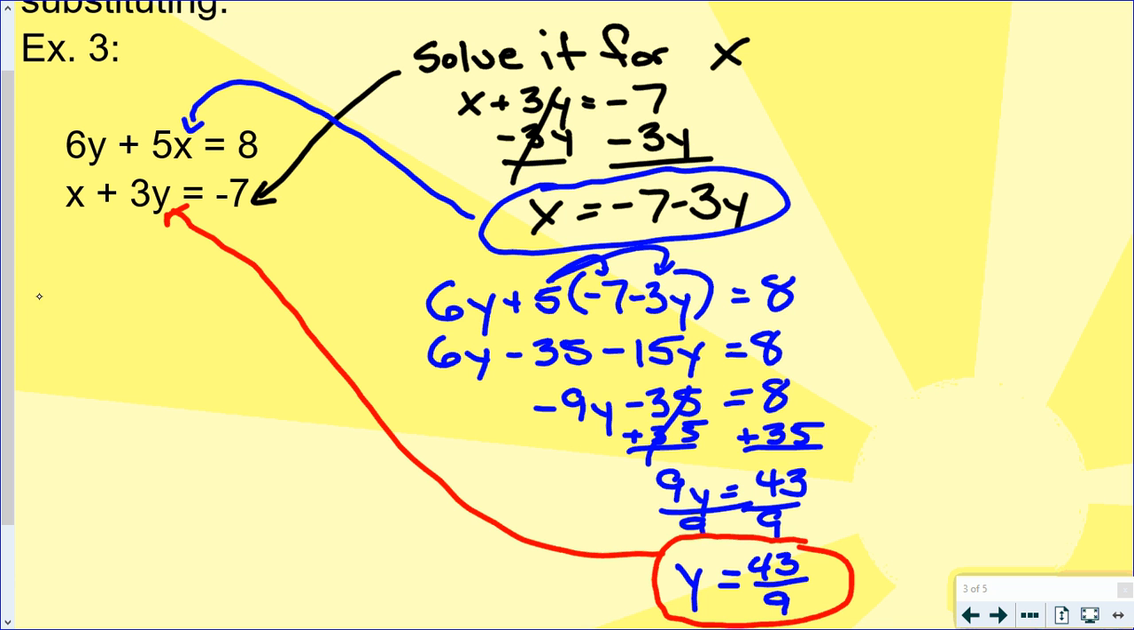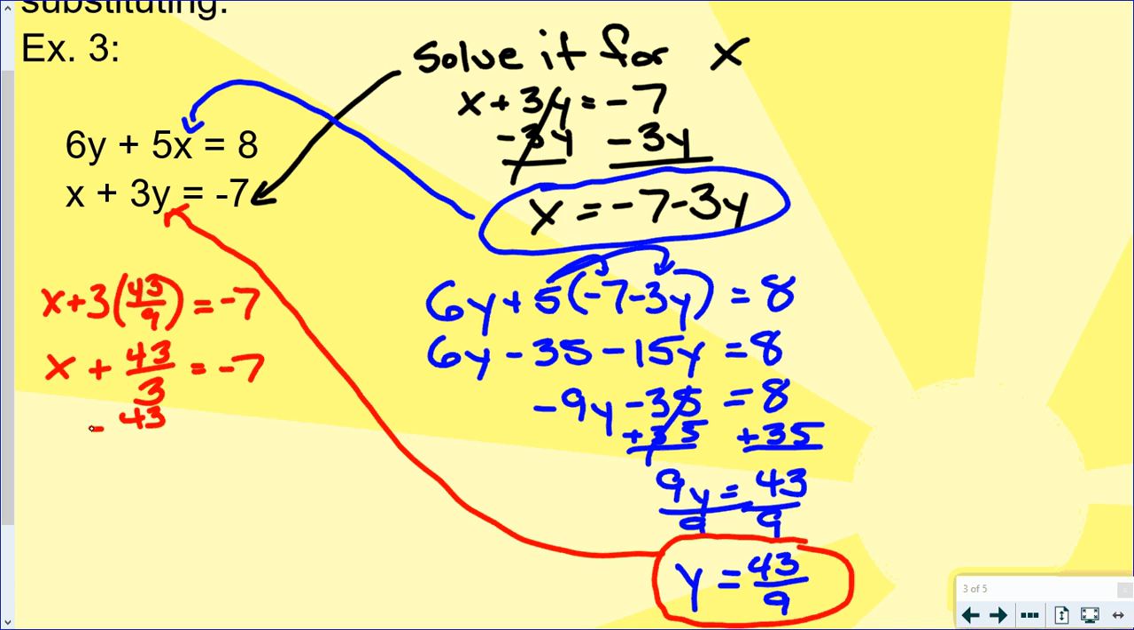So now I have x plus 3 times -43/9 equals -7. Multiply these together and you get -43/3, because the 3 and the 9 will simplify to 1 and 3, equals -7.